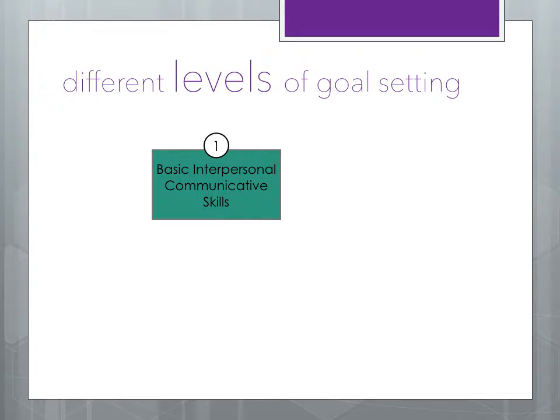The first goal is basic interpersonal communicative skills. And these are the language skills needed by the learners to interact in social situations. It is face-to-face communication, and it's much like the language first used by toddlers in everyday social interactions. So being able to greet, saying please and thank you, I need help, can I go to the bathroom, what is your name? Those are all examples of basic interpersonal communicative skills.